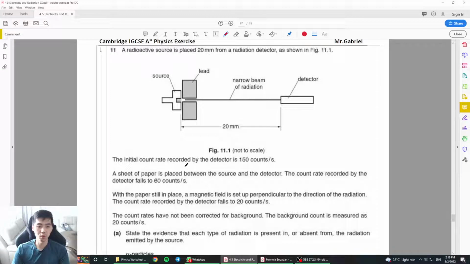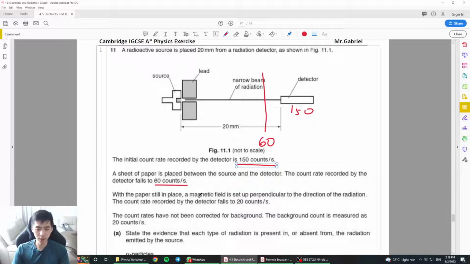The initial count rate recorded by the detector is 150. So it starts off with 150, right? A sheet of paper is placed in front of the source and the count rate recorded drops to 60. When I put a piece of paper here, it drops to 60 counts per minute from the detector.